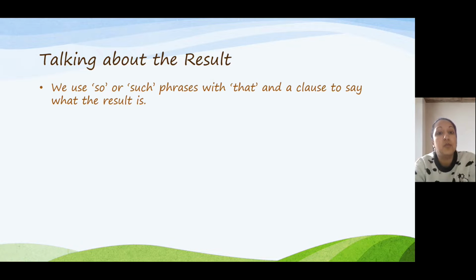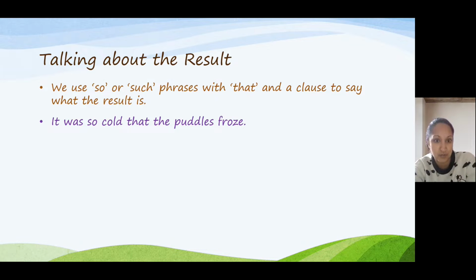Now let's talk about the result. So we can use so or such phrases with that, followed by a clause to say what the result is. For example, it was so cold that the puddles froze. So the main sentence, it was so cold, it was really cold. And as a result, the puddles froze.